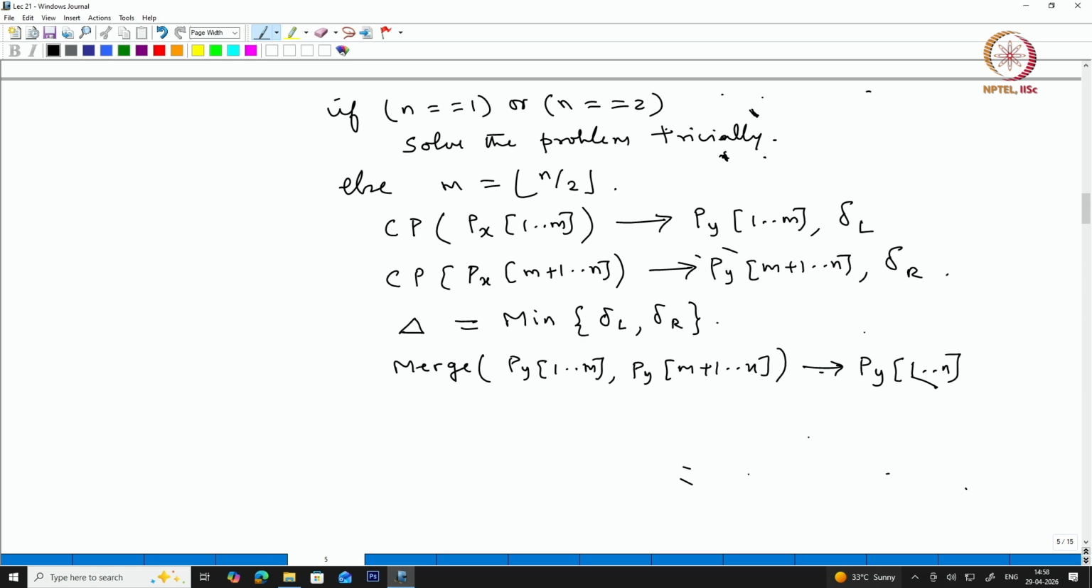This is the merge step. Now, let B equal the set of all points Pi belonging to Py such that its x coordinate value is in the range delta, that is, x m minus delta less than or equal to x i less than or equal to x m plus delta.